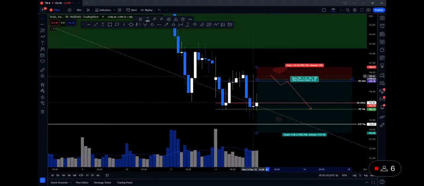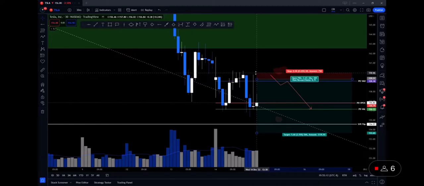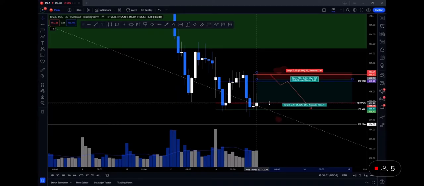If I'm entering this short, I want my stop loss to be slightly above this wick here. Thought process is if market makers are looking to stop somebody out, they're going to come back slightly above that wick or at least to that wick before they go back down. And I'm either going to be taking my profits here at the previous day VPOC.